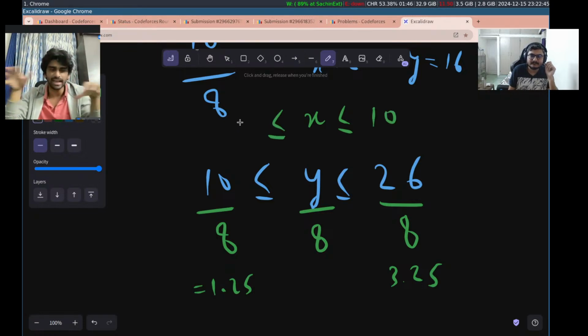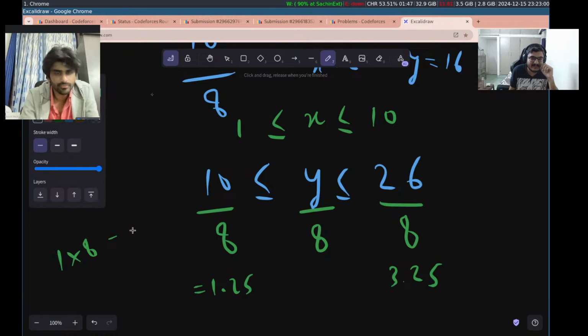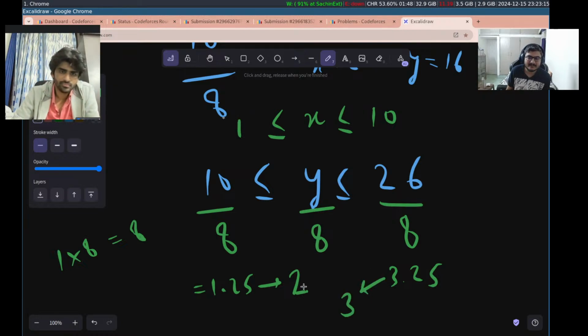Then only we'll get the correct range. Let's say we have a constraint like this: x is between 1 and 10, y is between 10 and 26. If you just take the floor of 1.25 and make it 1, then x is fine, but 1 multiplied by 8 becomes 8, and you want y to be at least 10 here. That was the whole reason why you should increase the lower bound to the next integer, since you are essentially dealing with a float here, and decrease the upper bound to the nearest integer. So this will give us x between 2 and 3, and the other has x between 1 and 10, and if you look at the overlap between them, you will get the required numbers.